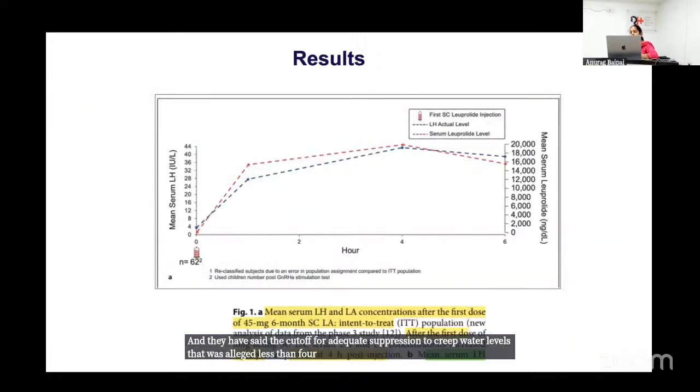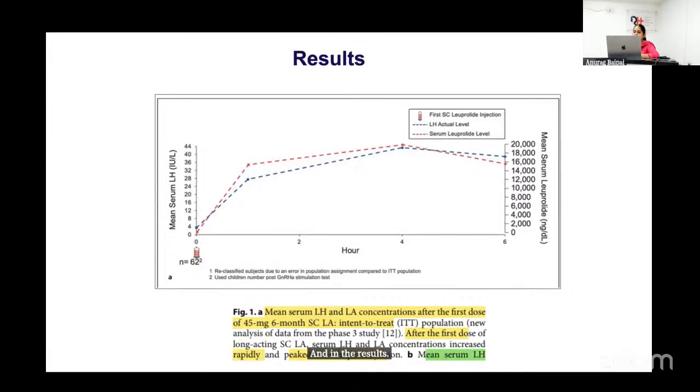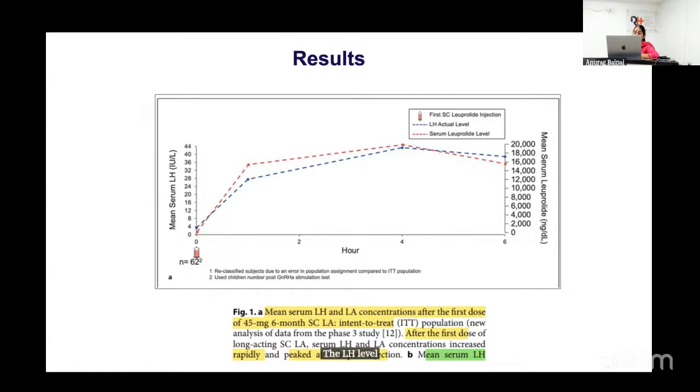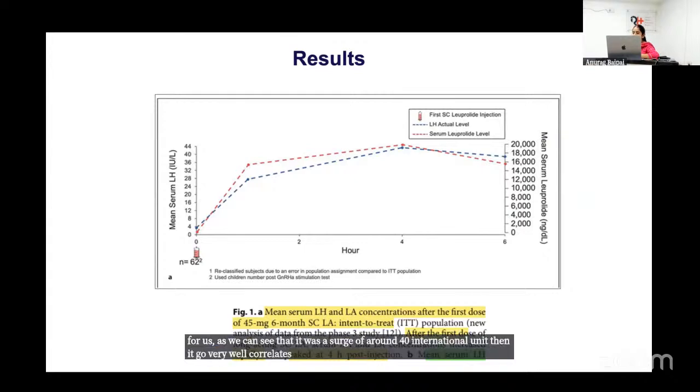In the results, they found that after giving leuprolide acetate 45 milligrams subcutaneously, there was an initial surge in the LH level in the first 4 hours. As we can see, it was a surge of around 40 international units. It correlates very well with the serum concentration of the leuprolide.